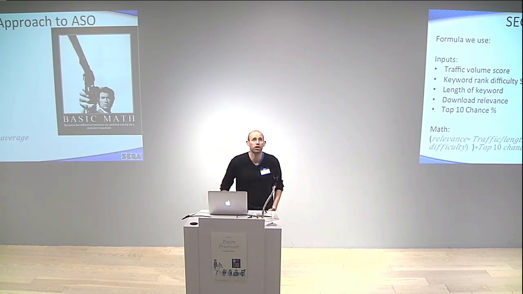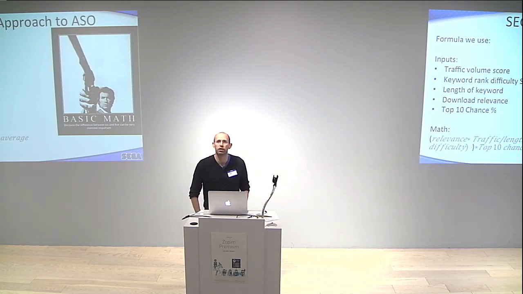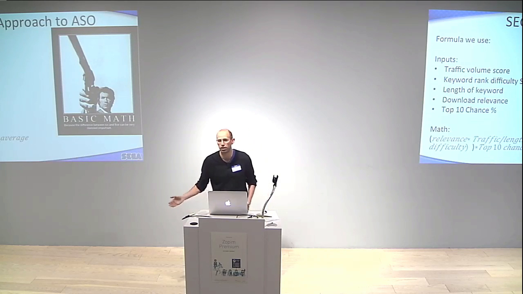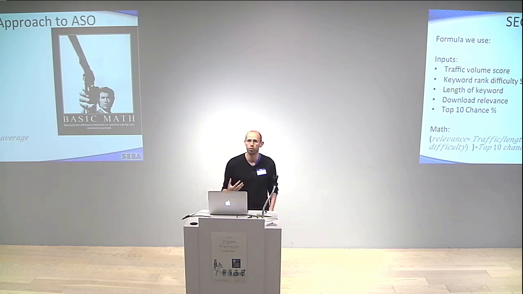Okay, so this is the formula that we use. I always like putting some math, and it doesn't look that good, sorry about that. The inputs: the traffic volume score, which we get from Sensor Tower, and we pray that it is accurate. The keyword rank difficulty score, which we also get from there. The length of the keyword, which we are able to count. The download relevance, which is completely arbitrary. It's how relevant we think it is.